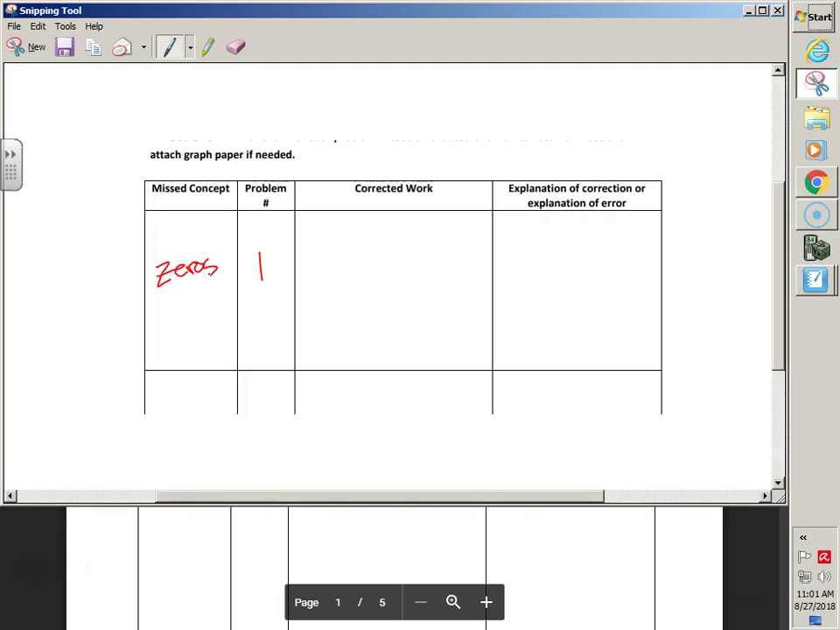If you miss number 2, it'd be intersection. If you miss number 3, it'd be max min. Number 4 could be a scatter plot, could be a linear regression, or number 5 could be using a regression. Okay, so missed concepts, super short, super sweet, super to the point. Corrected work. Now, what if you just didn't use your calculator right?